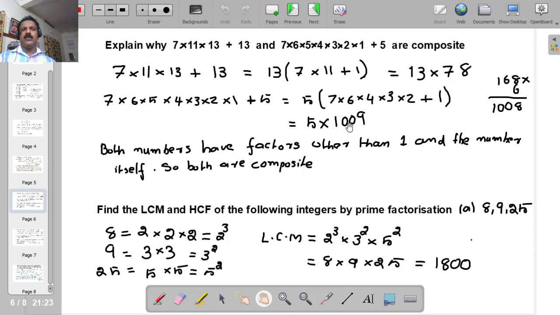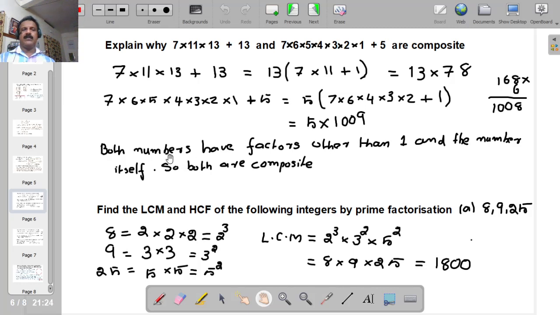Now, the second number can be expressed as 5 times 1009. So this also is a composite number, because this second number has a factor other than 1 and the number itself. The second number has factors 5 and 1009. So these two numbers are composite.